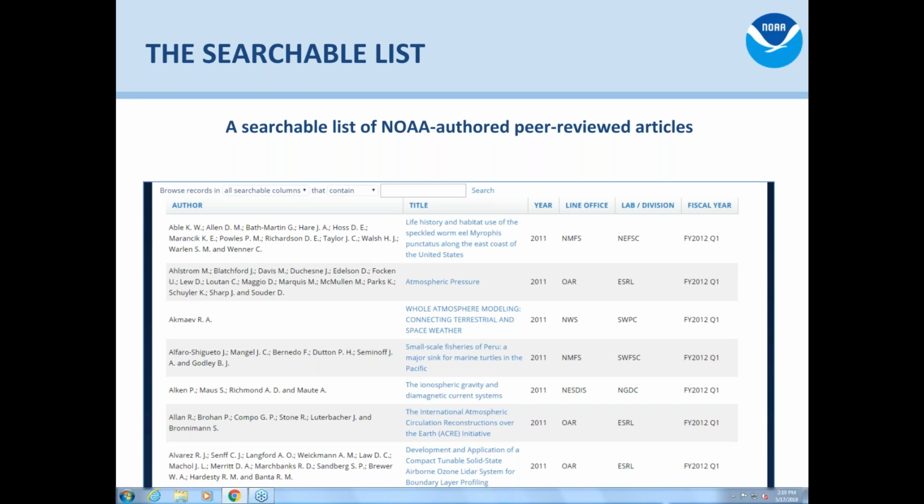I just mentioned that because, due to the nature of the table and the metadata that we collect, it's currently just NOAA authored articles. The funded articles that we collect don't make it onto this list right now.